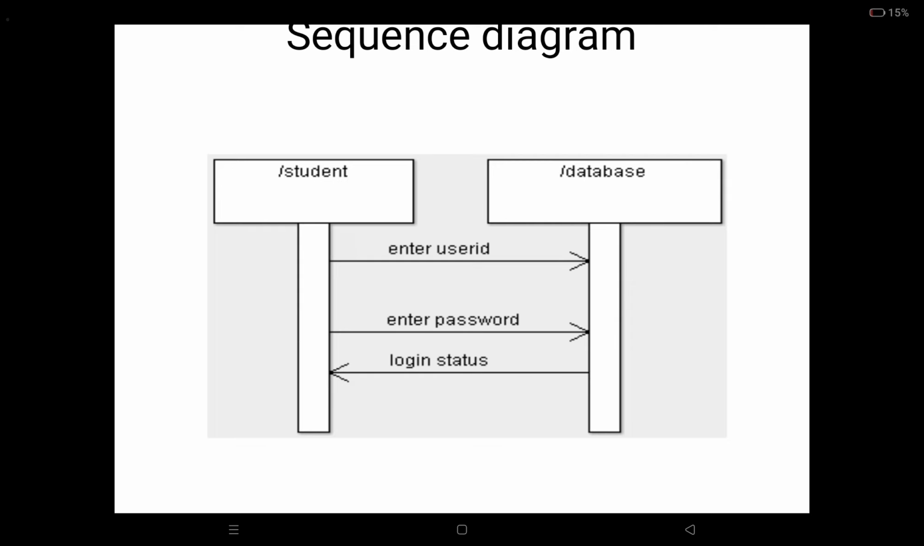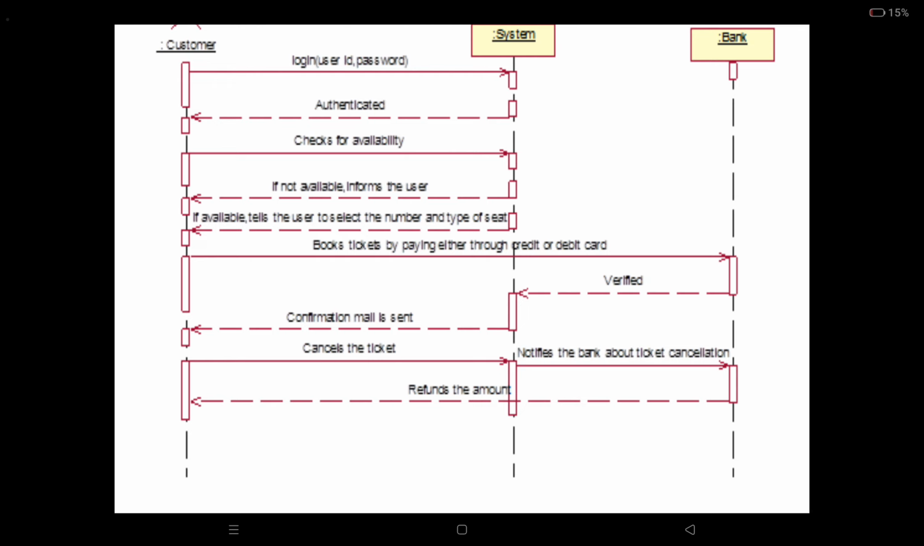This is an example of a sequence diagram. The student is one object, the database is another object. How can the student interact with the database object? This is a simple example of a sequence diagram: interaction between objects in sequential order. First the student enters the user ID, then the password, then the login status is returned by the database. This is a complete example of the sequence diagram. Here, the customer, system, and bank show the interaction between objects in sequential order.